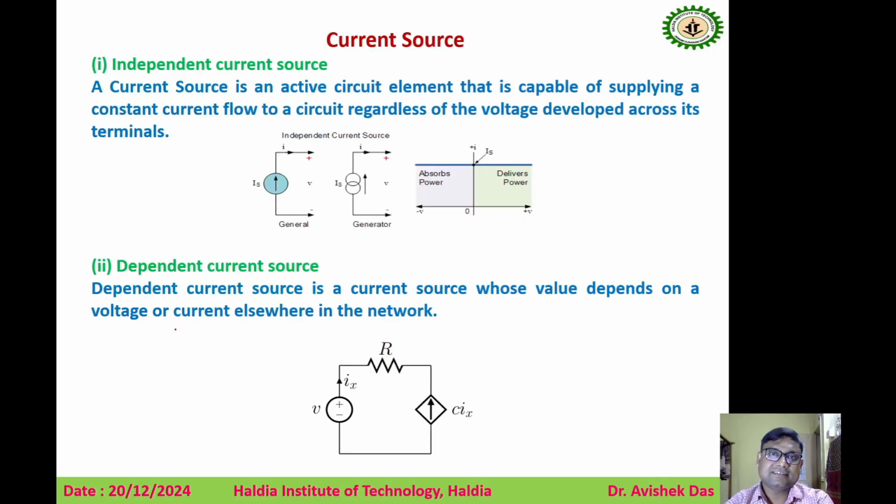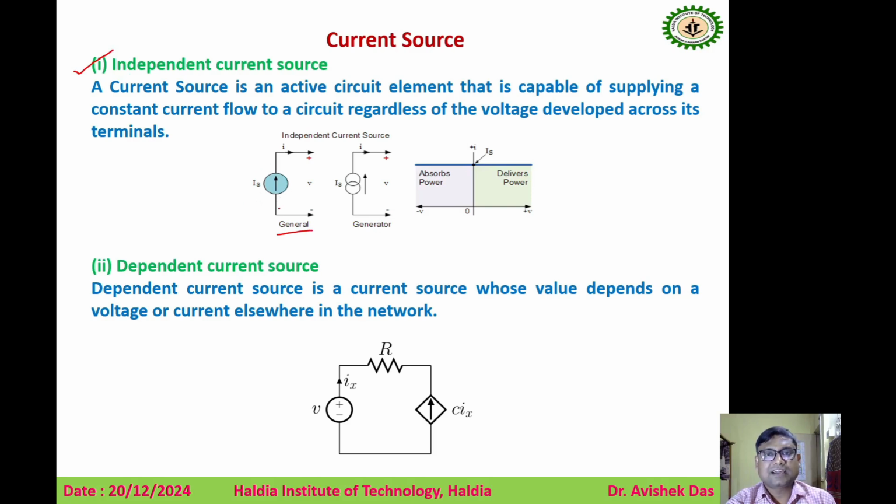Next we go to the next slide. Next slide, similar to the dependent and independent voltage sources, is the current source. In the current source also there are two types of current source. First one is known as the independent current source. What is the independent current source? Here, this is the example of the independent current source.